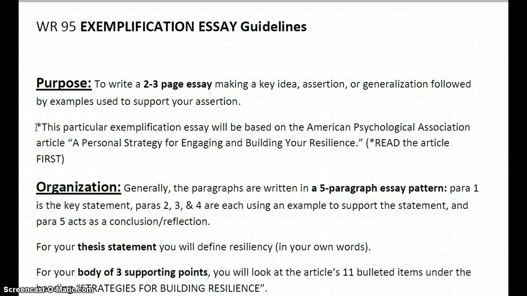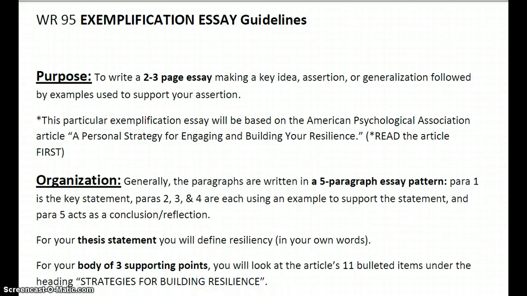Something that is very important for you to understand this week is the fact that it's tied into the reading. So this particular exemplification essay will be based on the American Psychological Association article, A Personal Strategy for Engaging and Building Your Resilience. And I tell you on here, read the article first. In order to understand what your essay will be about, you really must read that article first. Okay, so how are you going to organize your 2 to 3 page essay?